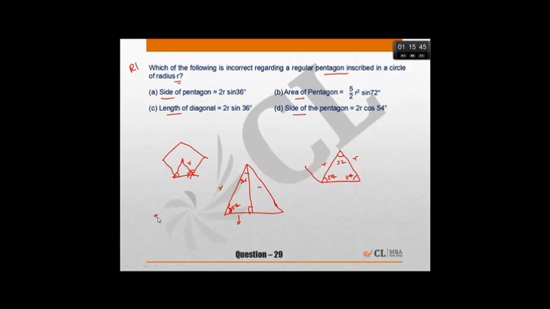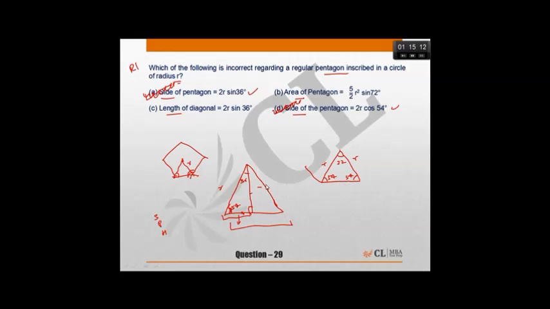Sine theta is perpendicular upon hypotenuse. So this is perpendicular upon hypotenuse. That means the side of the pentagon can be, this can be R sine 36, so this will be 2R sine 36. This is possible. Similarly, if I look at 54, this will be R cos 54, so 2R cos 54 is also possible. Which of these is incorrect? These two are correct. These are not the answers, but these statements are correct.